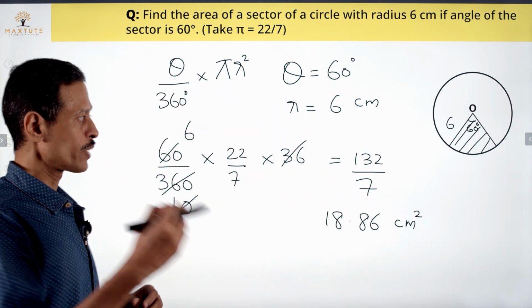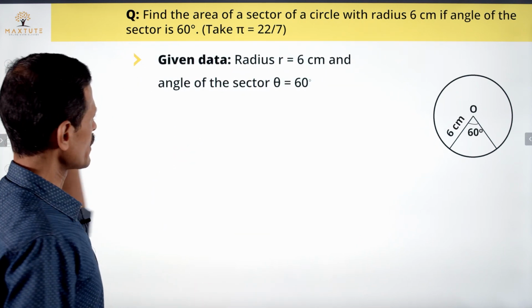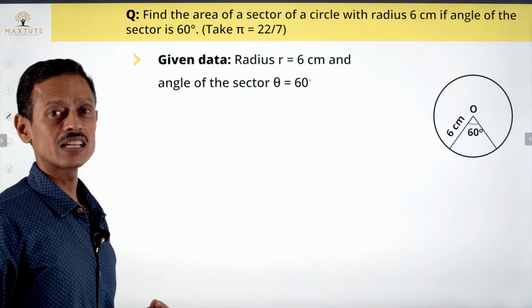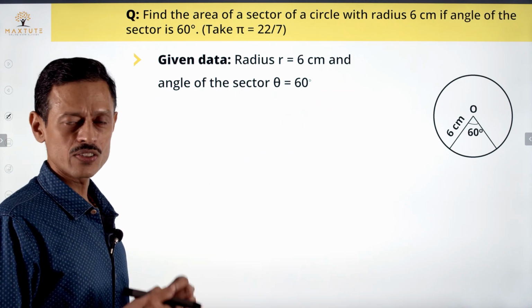Quickly run through the steps. We're not going to do everything again. We know that we are trying to find out the area of a sector which subtends an angle of 60 degrees, whose radius is equal to 6 centimeters.